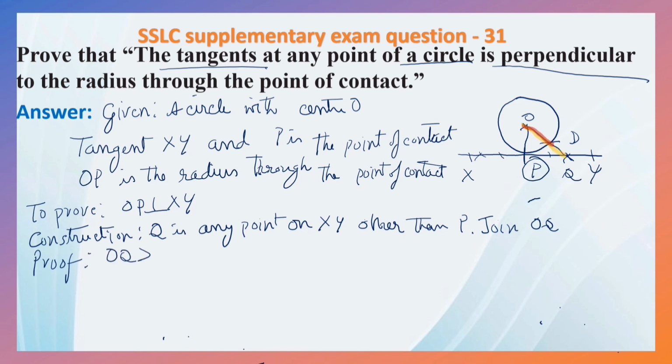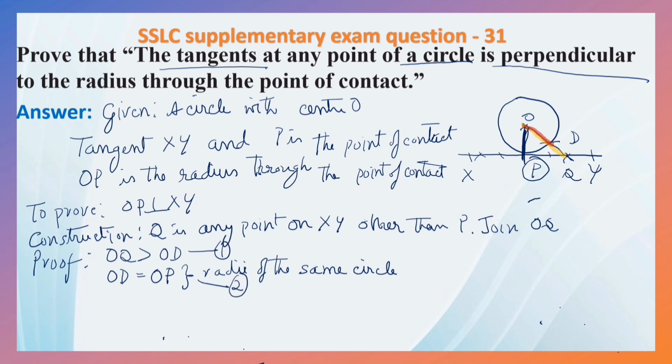OQ is greater than OD. OD is equal to OP. Why? Radii of the same circle. Let this be 1 and this be 2. So OQ is greater than OP. Why? From 1 and 2.